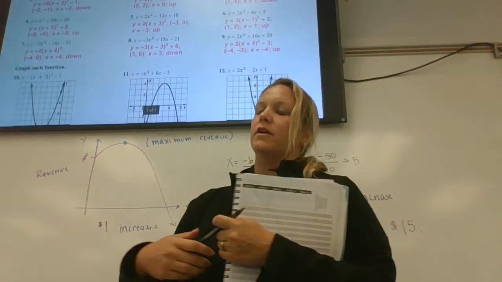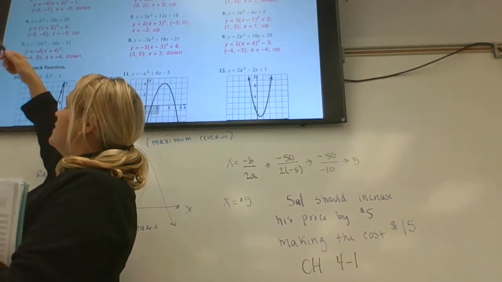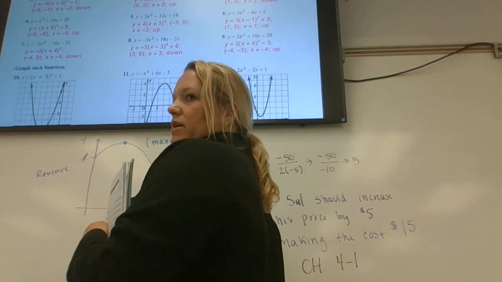If the number in front is negative, it's going to go down like this when the arrows point.